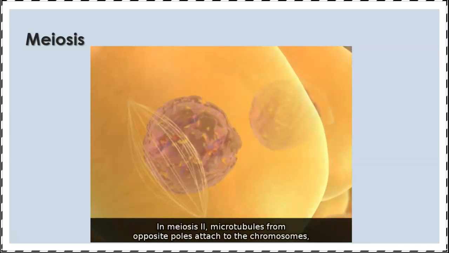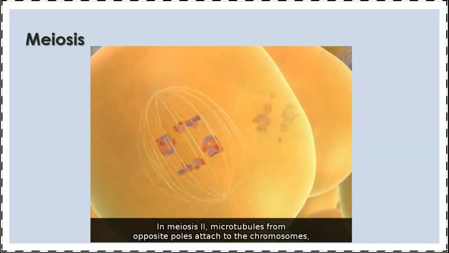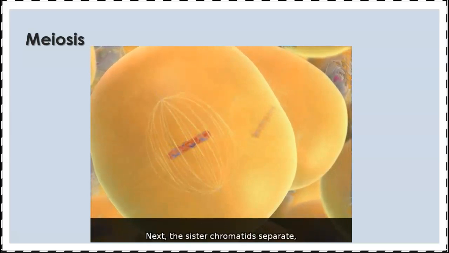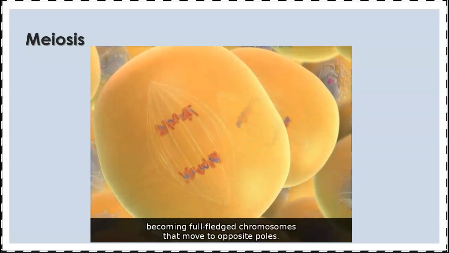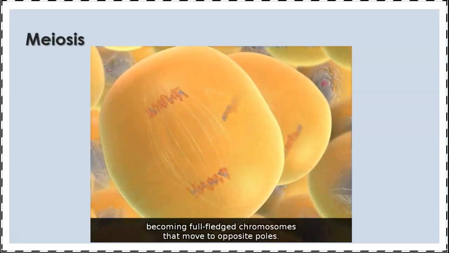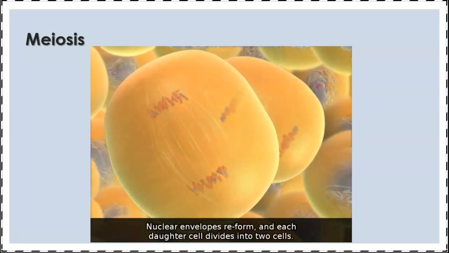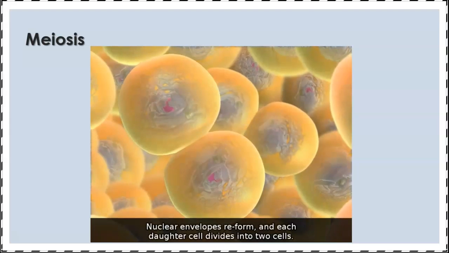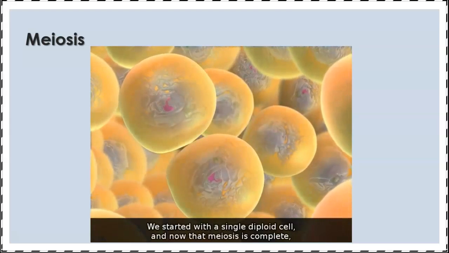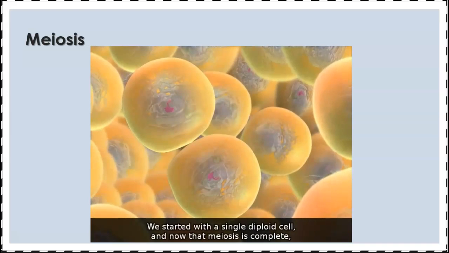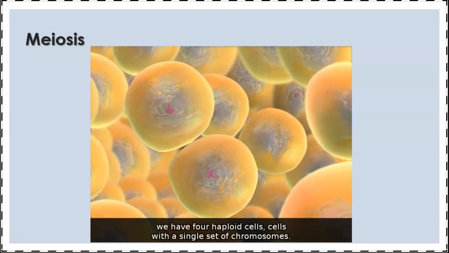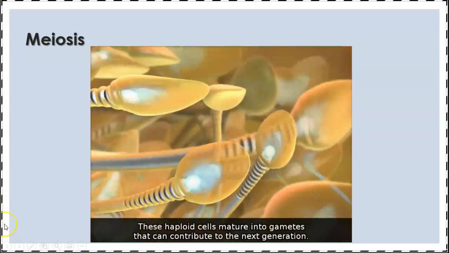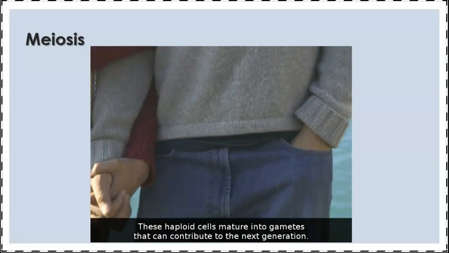In meiosis 2, microtubules from opposite poles attach to the chromosomes, which then move to the center of the cell. Next, the sister chromatids separate, becoming full-fledged chromosomes that move to opposite poles. Nuclear envelopes reform, and each daughter cell divides into 2 cells. We started with a single diploid cell, and now that meiosis is complete, we have 4 haploid cells, cells with a single set of chromosomes. These haploid cells mature into gametes that can contribute to the next generation.